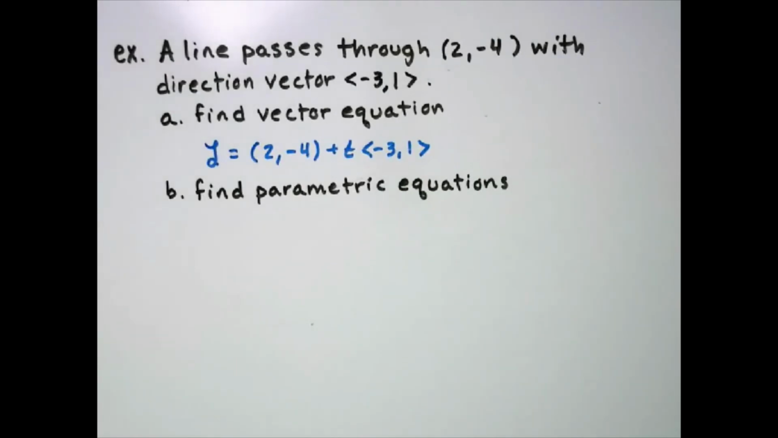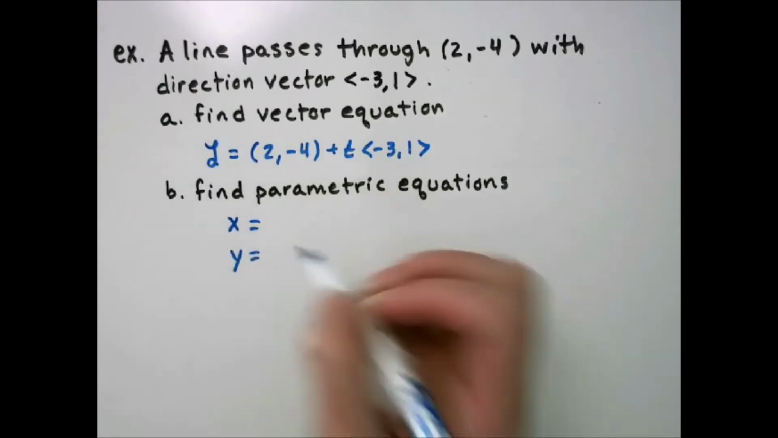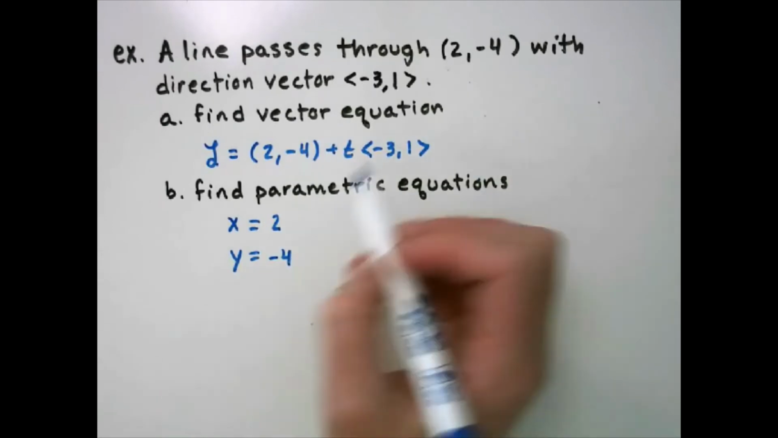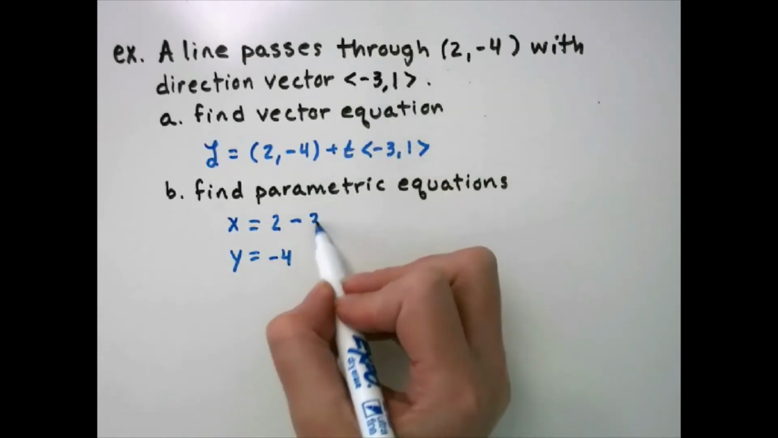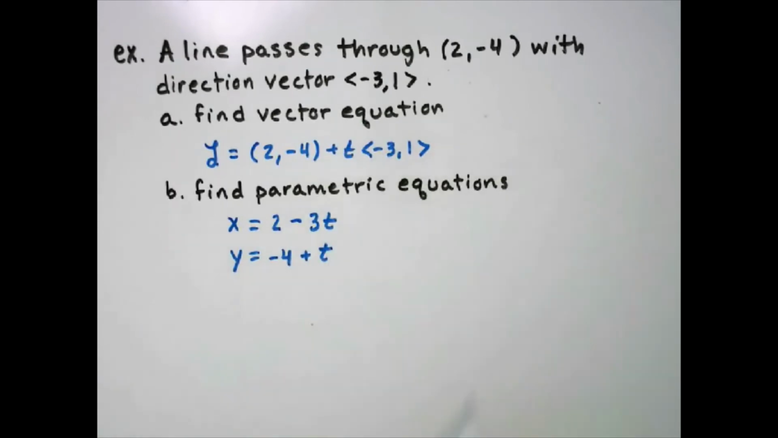Next, we're going to find the parametric equations. So we're going to have x equals and y equals. We're going to have our point, 2 and negative 4. And then here we're going to have minus 3t in the x direction and plus 1t in the y direction.